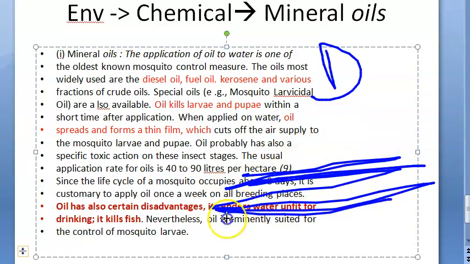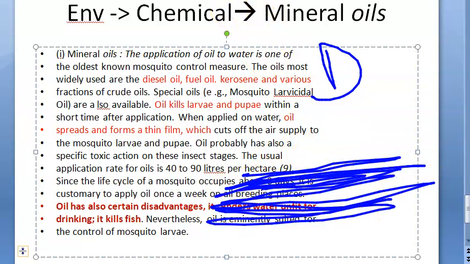Basically, on this water body, you will put a thin film of oil. So when you put oil, what will happen? The larvae which are growing there, the larvae and pupae, cannot breathe and they will die. They will not get oxygen.